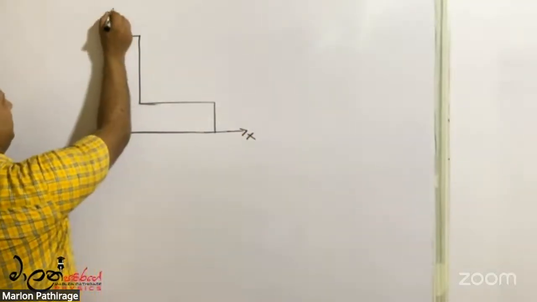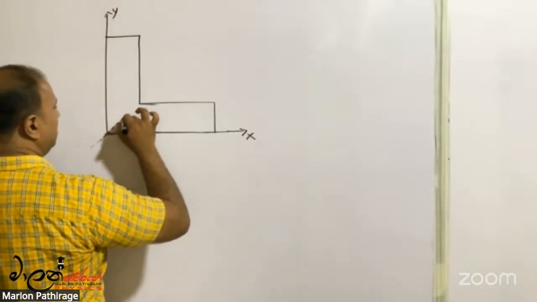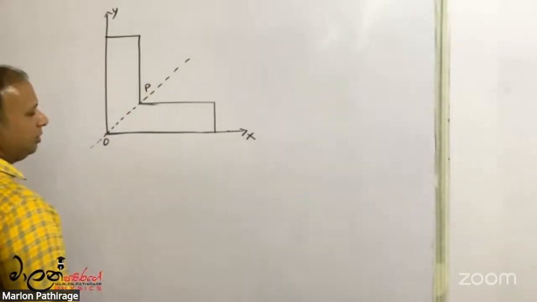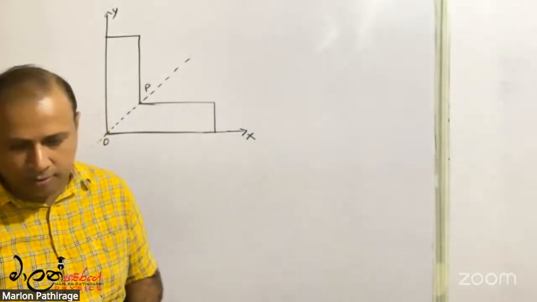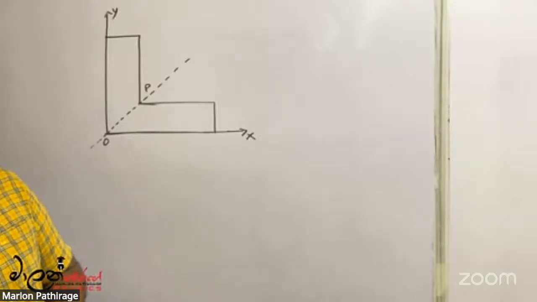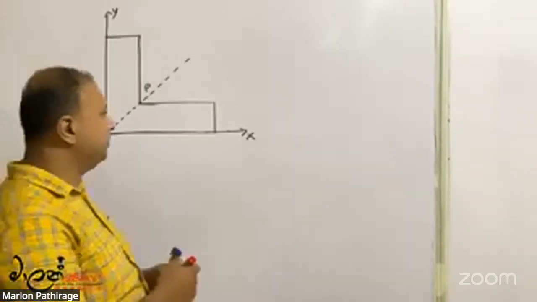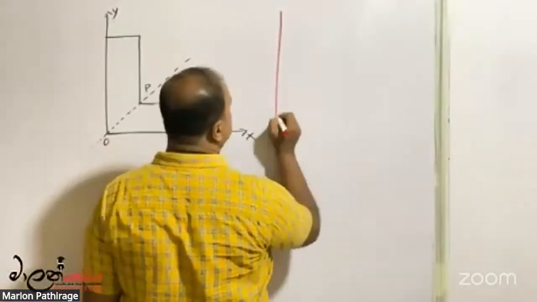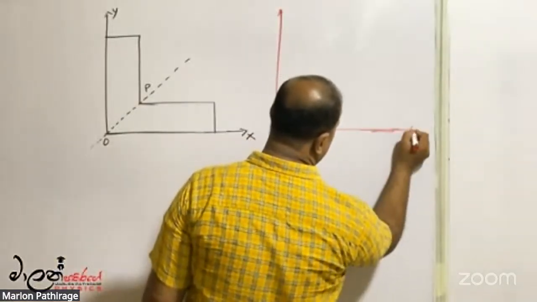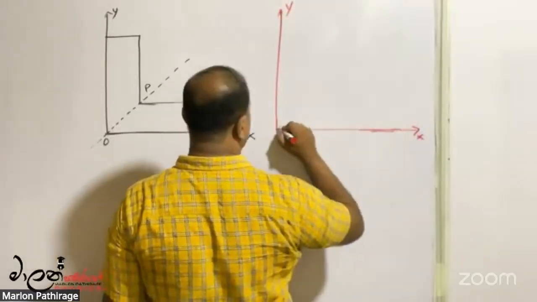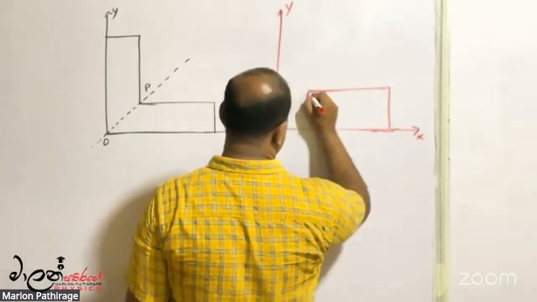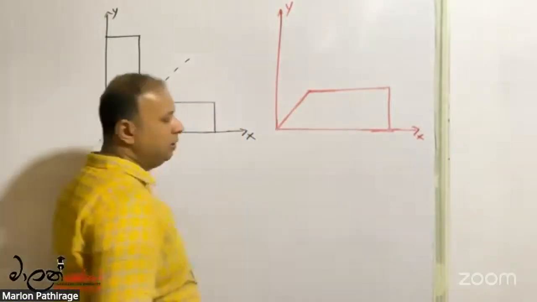Here is the x-axis, this is the y-axis. Here is the OP line. So if this cardboard is folded along the OP line, now it is like this.